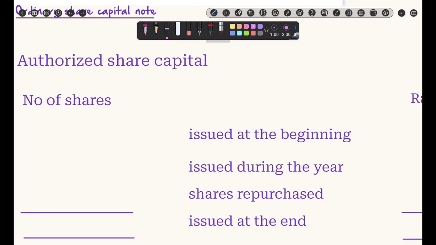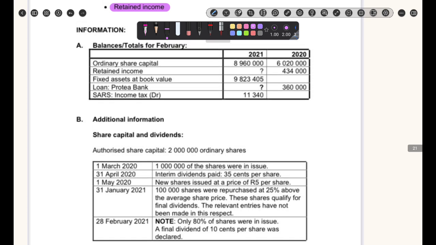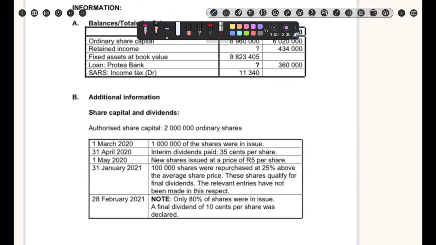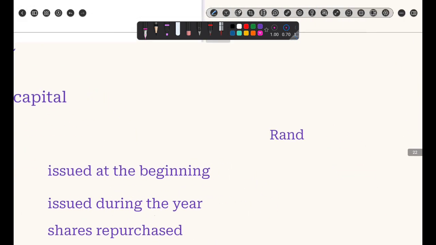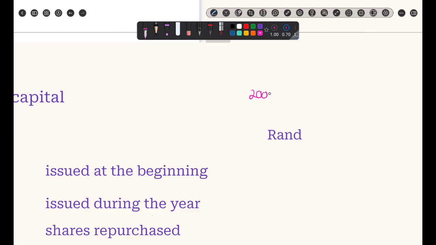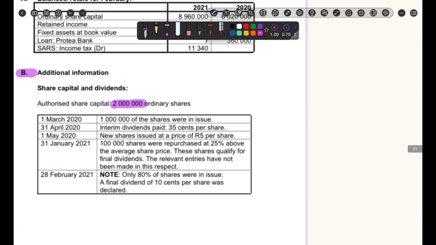The authorized share capital, as I had explained, is merely the maximum amount of shares that the business is allowed to issue, right? So they can never sell more than those amount of shares. So let's go and look for that in our question. We can see that in information B, under additional information, they're telling us that the authorized share capital is 2 million shares. So we input 2 million shares. This means that the business can never sell more than 2 million shares. They can only sell up until 2 million shares.